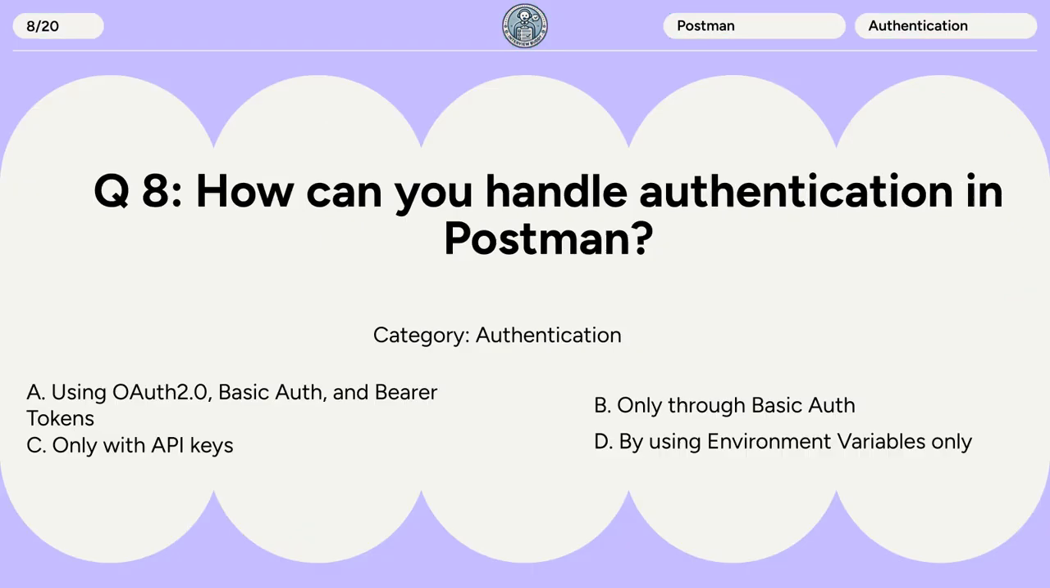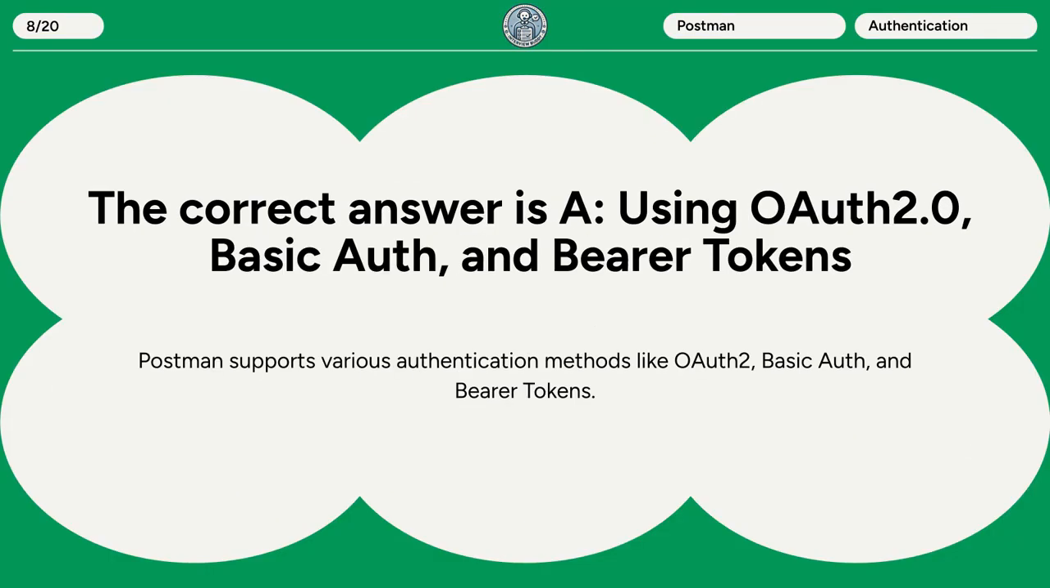Question 8. How can you handle authentication in Postman? A. Using OAuth 2.0, Basic Auth, and bearer tokens. B. Only through Basic Auth. C. Only with API keys. D. By using environment variables only. The correct answer is A. Using OAuth 2.0, Basic Auth, and bearer tokens. Postman supports various authentication methods like OAuth 2, Basic Auth, and bearer tokens.